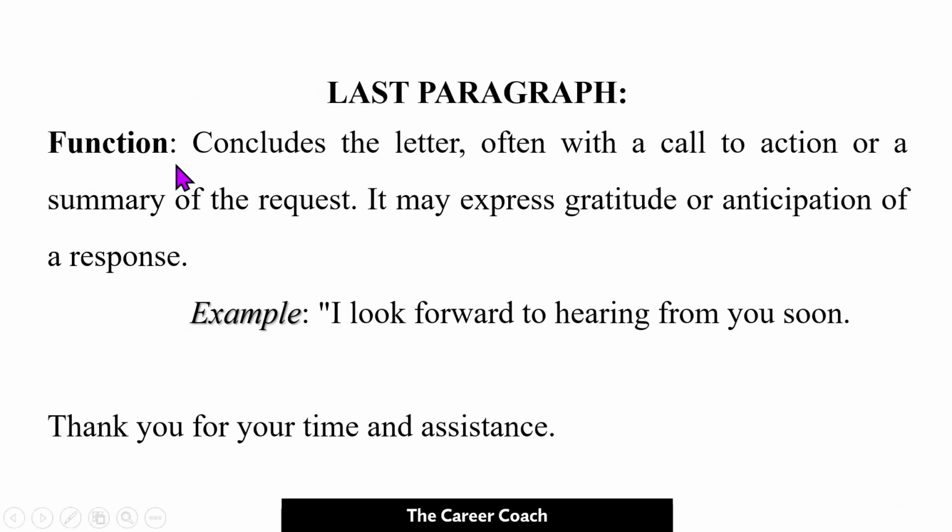So the last paragraph functions to conclude the letter. It often comes with a call to action or a summary of the request. It may express gratitude or anticipation of a response. For example, I look forward to hearing from you soon. It could also have something like, thank you for your time and assistance. So basically, you understand that every letter must have these 3 paragraphs. Every letter must have at least 3 paragraphs: the first paragraph, the second paragraph, and the third paragraph.